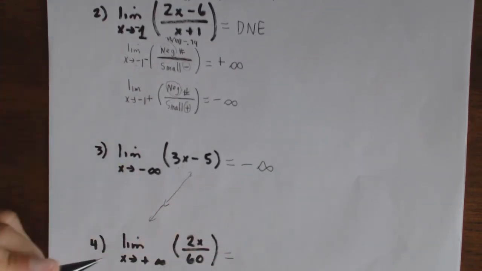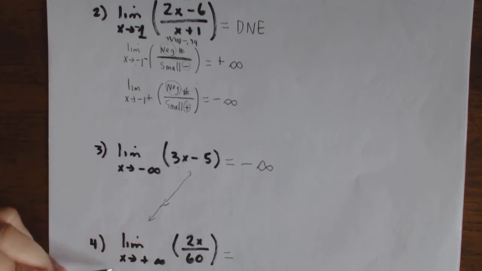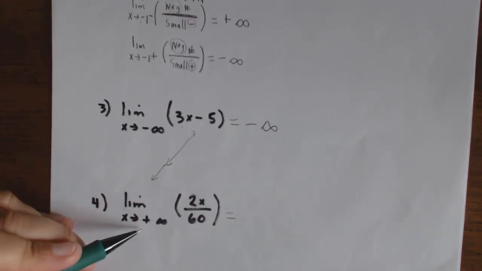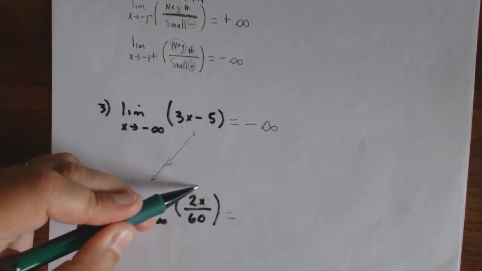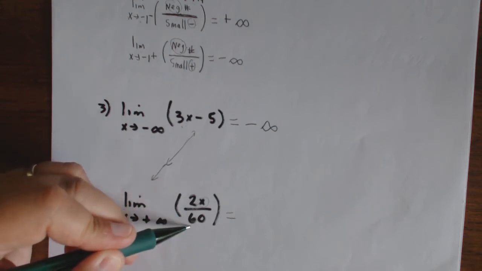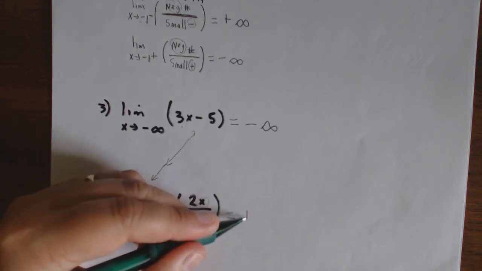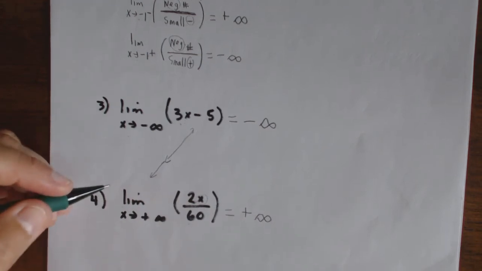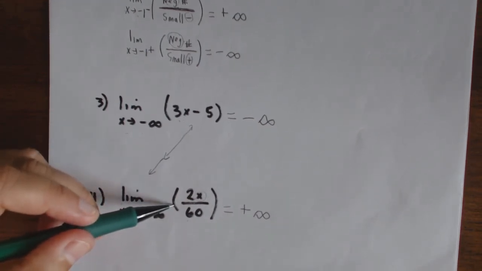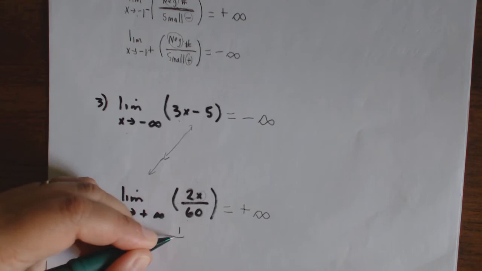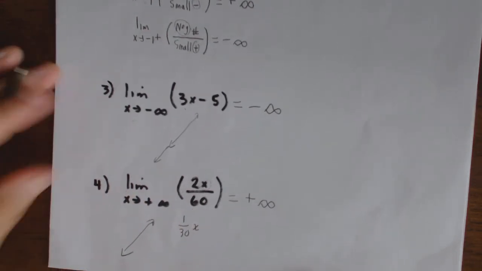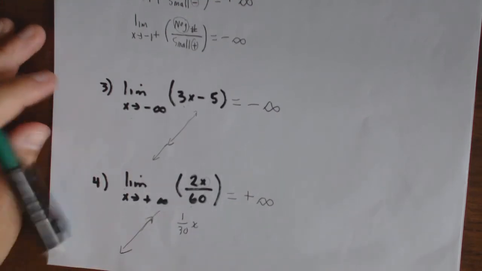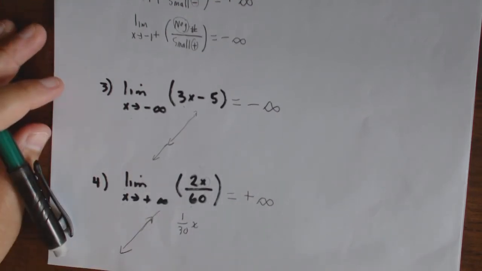Okay, this one, the limit of 2x over 60 as x approaches positive infinity. So if I put a large number here, 2 times positive infinity is going to go to positive infinity. Positive infinity divided by a small number like 60 is still going to head to positive infinity. Again, this limit does not exist. This is just a nice linear equation that goes on forever and ever. The limit doesn't exist, but we can describe it. It's heading towards positive infinity.